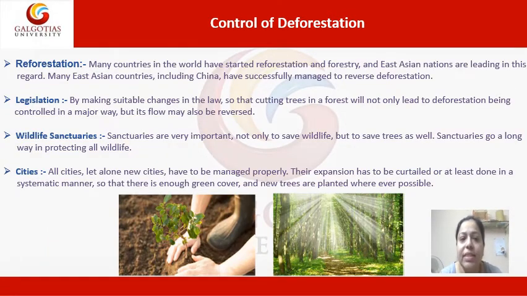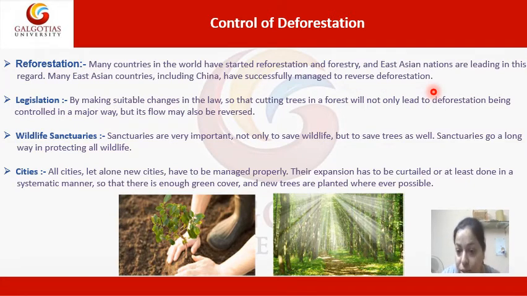Now, next you will see what are the things we can do in order to control deforestation. So the first thing is reforestation. Reforestation is nothing but afforestation, or planting of trees, in places wherever possible. Many countries in the world have started reforestation and forestry, and East Asian nations are leading in this regard. Many East Asian countries, including China, have successfully managed to reverse the process of deforestation.